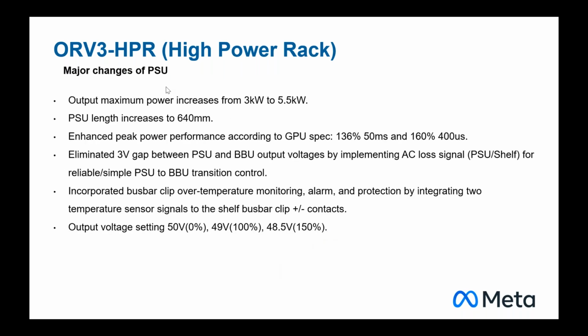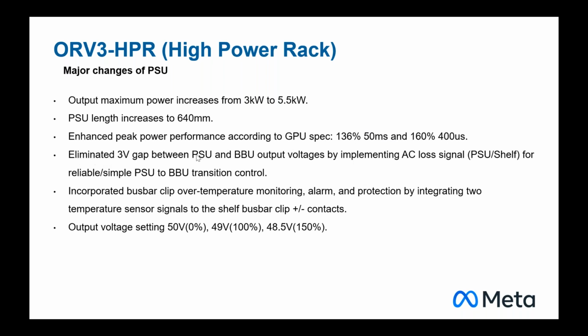Major change of PSU or rectifier. The output power increased. We increased the PSU length by 120 millimeters to 640 millimeters. The peak power, we enhanced the peak power performance. We target 136% for 50 milliseconds, and 160% for 400 microseconds. This is based on the GPU spec. Compared to ORV3, for 50 milliseconds, we can get only like 110%.